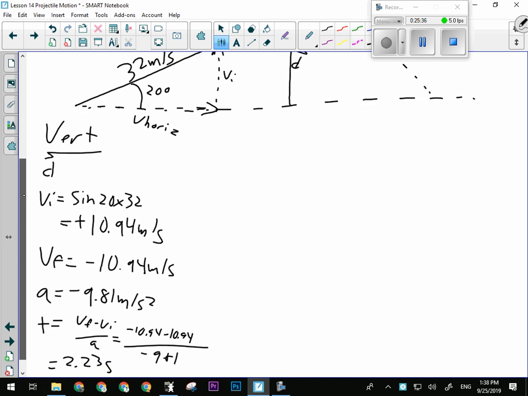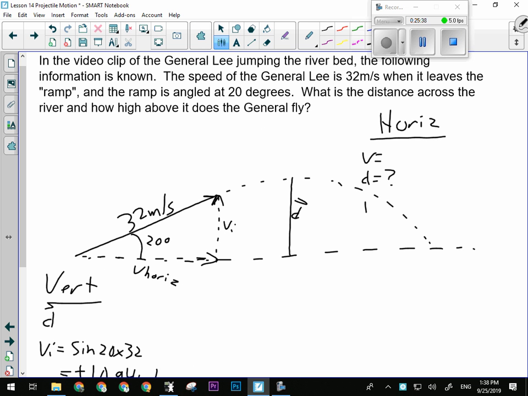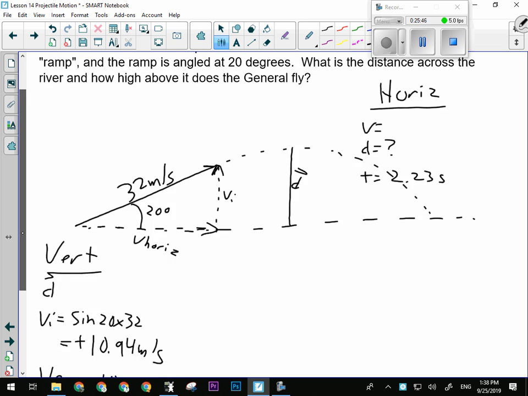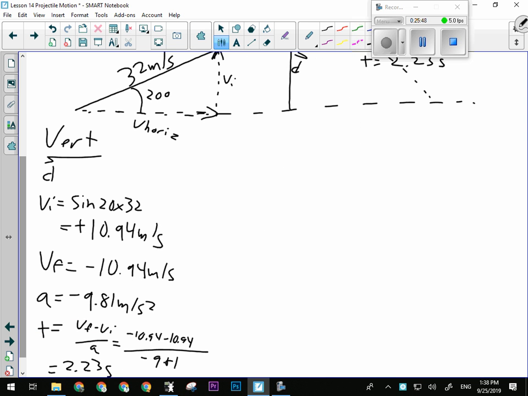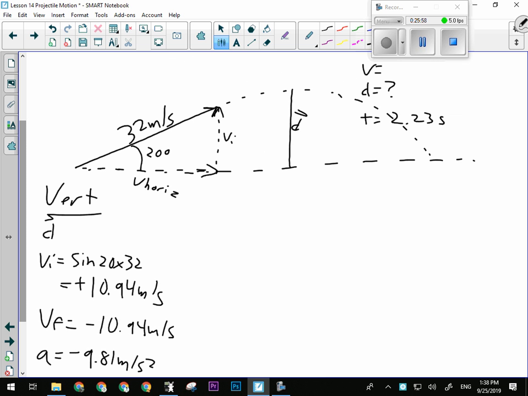All right, so that's a number that I can now transfer over here. Okay, looking here again at my vertical information, one of the things I'm being asked to find is the maximum height of the General Lee. How fast, vertically speaking, is the General Lee going here at its maximum height?